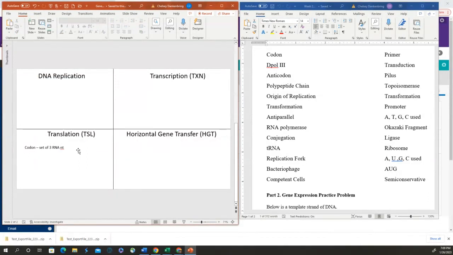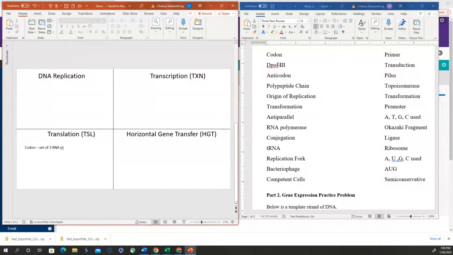So remember, that's what translation is all about. The goal of translation is to make proteins. And so the cell needs to know, well, which amino acids do I need? What order do I need them in? And so a codon is a set of three nucleotides found on the messenger RNA that says, hey, I need methionine first. Okay, now I need proline. Now I need threonine, okay? So a codon is what's found on a piece of messenger RNA that dictates which amino acid comes next.